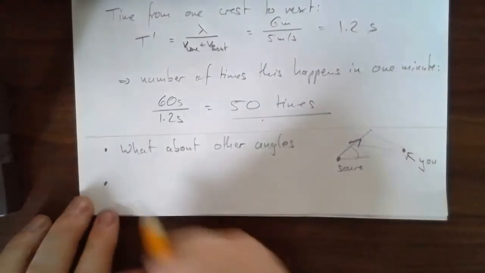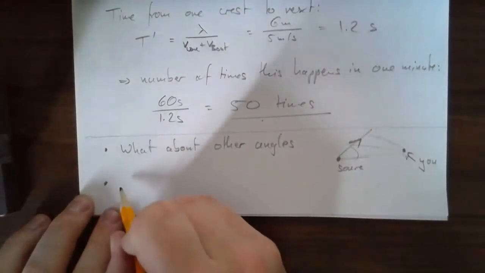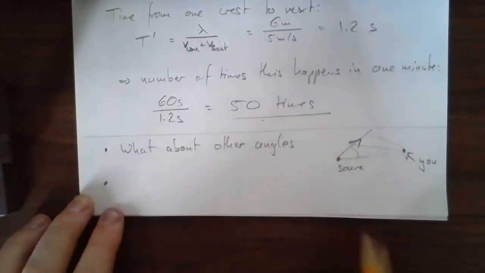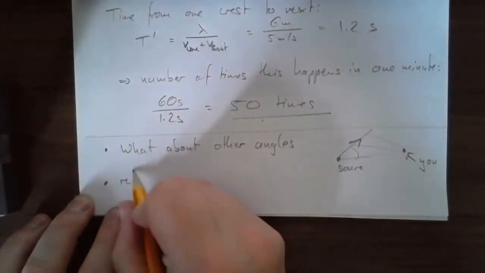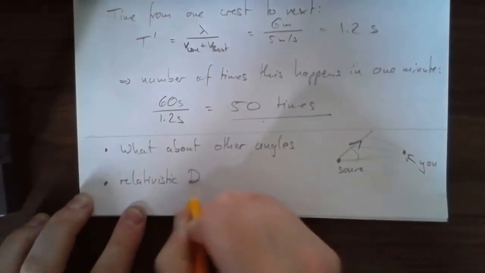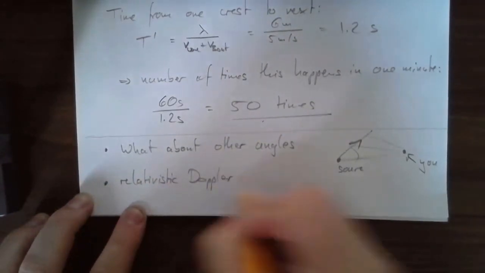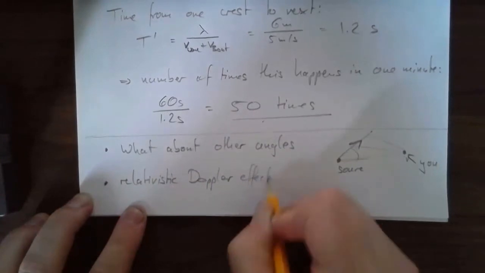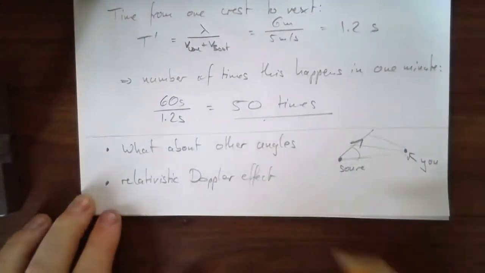The second point is, if you're going really fast, and this usually just applies to light, there's something called the relativistic Doppler effect. This really applies when you're going at a significant fraction of the speed of light.